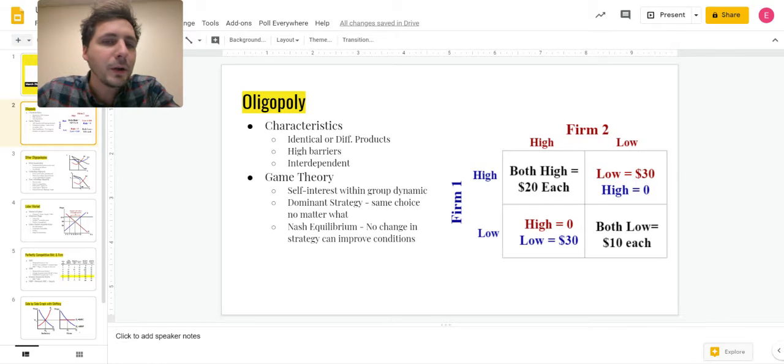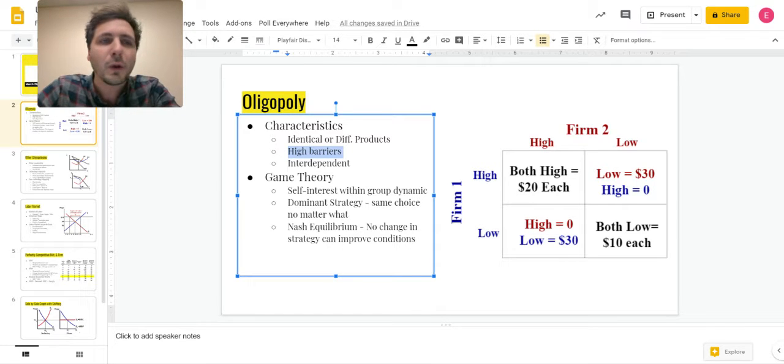There are very high barriers to entry. If you're not one of the big firms that are in that kind of oligopoly pool, then it is highly unlikely that you're going to be able to break in without a completely new technology or new way of doing things. And then finally, they're interdependent.